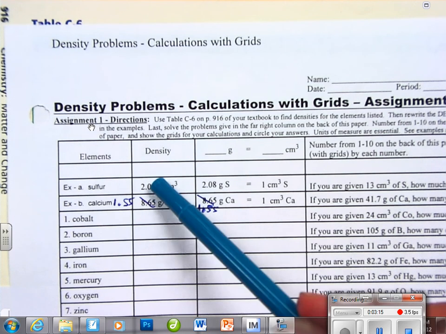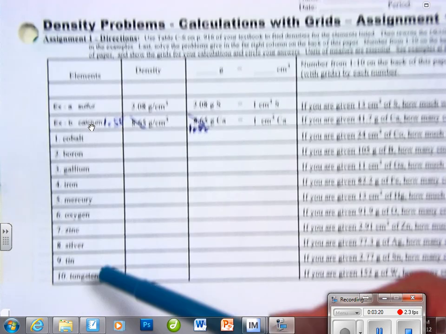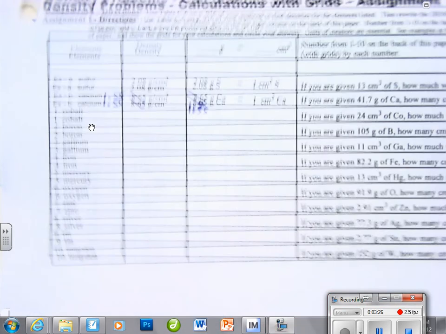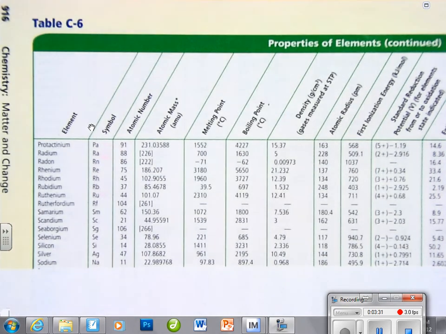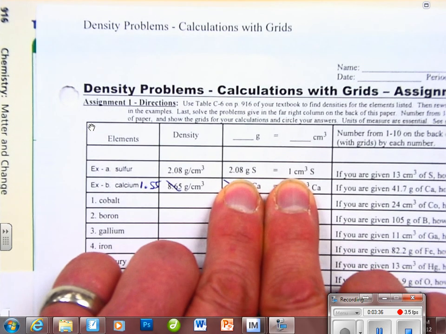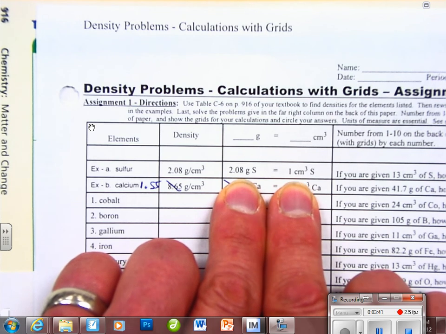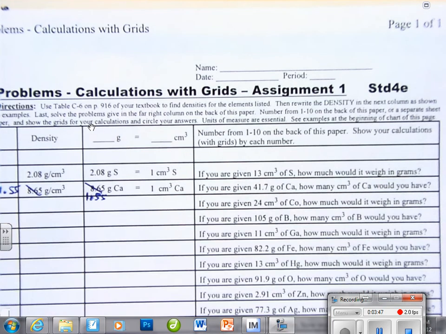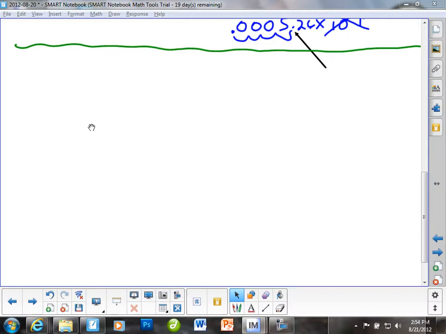So, once you know that, now you can go through and you can find all of the numbers for this whole column here. Okay? So, we're going to continue from there. After we have that information, you'll notice that we changed it into an equality. The 2.08 grams of sulfur is equal to 1 cubic centimeter of sulfur. And now we start solving the problem. So I'm going to put this stuff on the smartboard, and let's see here. Yeah, there we go.